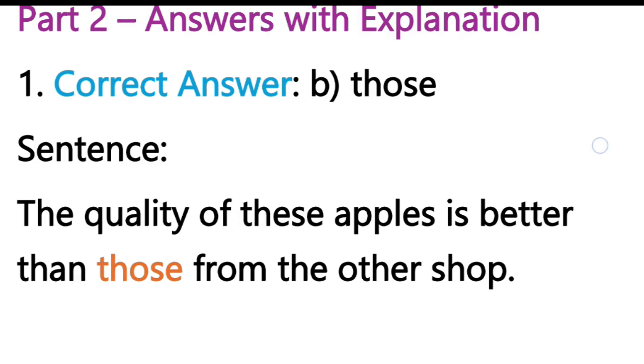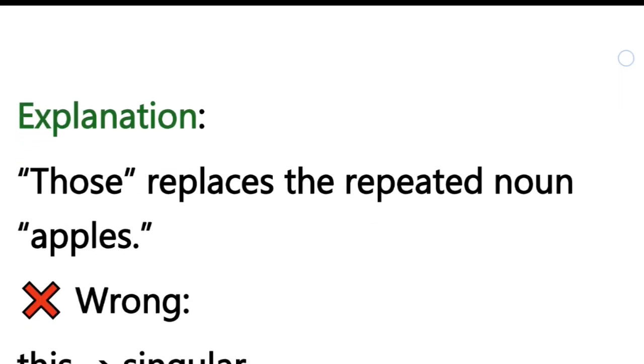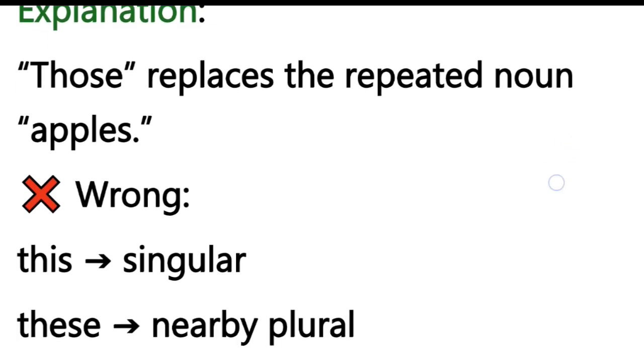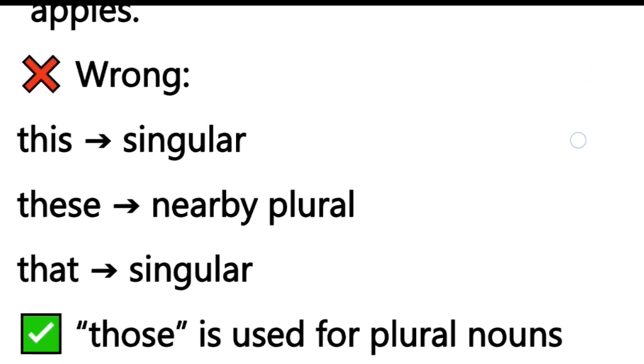Question 1 was, the quality of these apples is better than dash from the other shop. The answer is, the quality of these apples is better than those from the other shop. We have used the pronoun those, and this is talking about the quality of the apples. Those replaces the repeated noun apples. It would be wrong if we say this, which is used for singular, or these for nearby plural, but we have used those because we are talking about plural which is a little far from us.